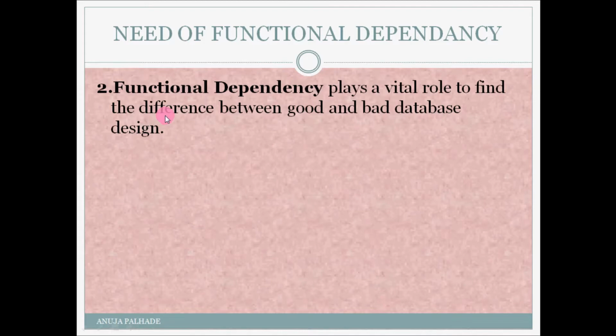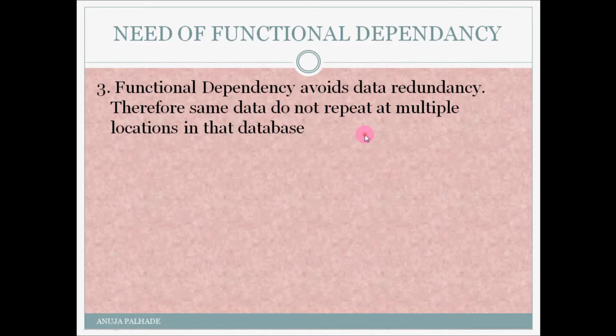Now the second one: functional dependency plays a vital role in finding the difference between good and bad database design. This is another very important need or advantage. It helps us to find out which is a good design and which is a bad design.